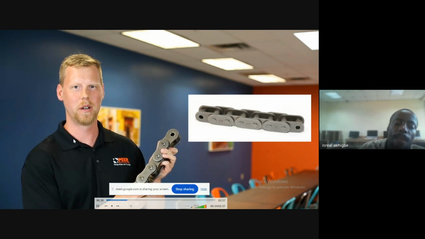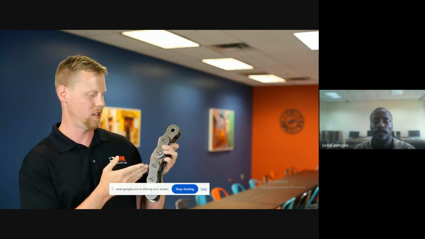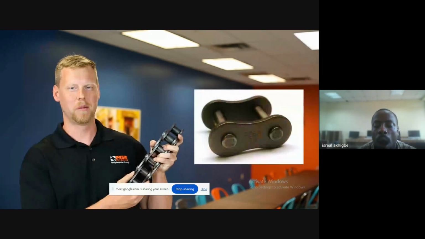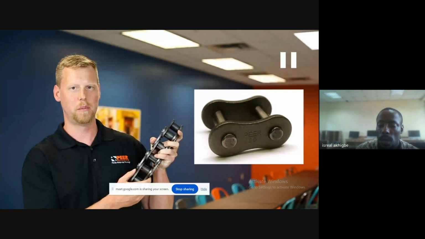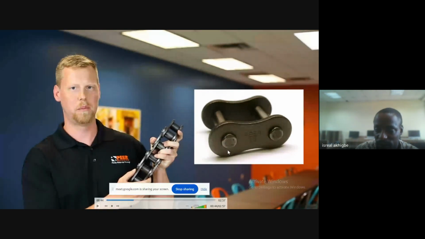Side plates or figure-8 side plates, like shown here. It can also be manufactured without rollers. Pin links or outer links are made with two side plates and two pins. So we can see here clearly, this here is the side plate. This one is a figure-8 type of side plate.